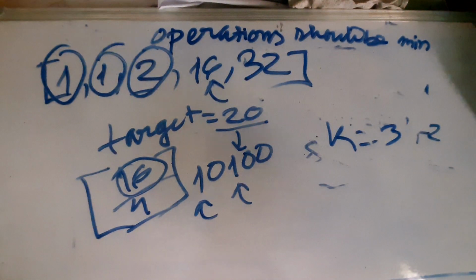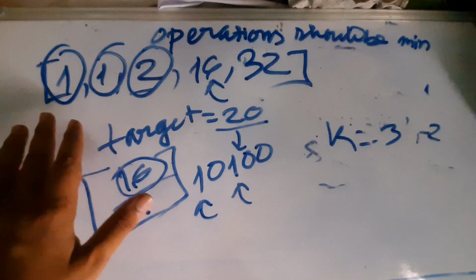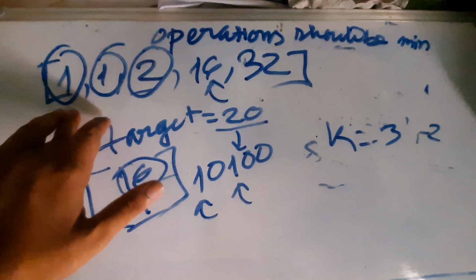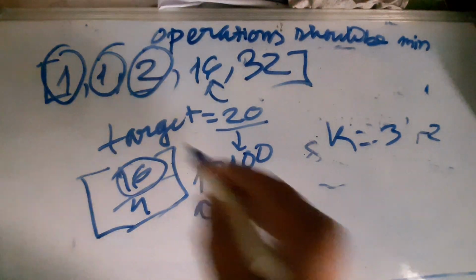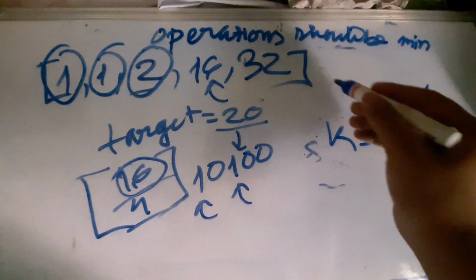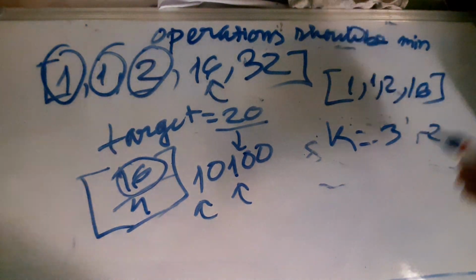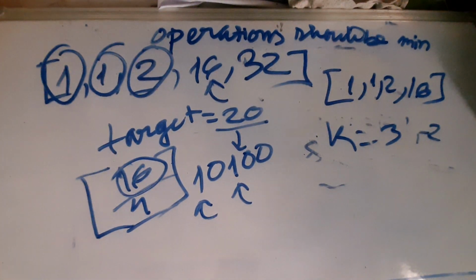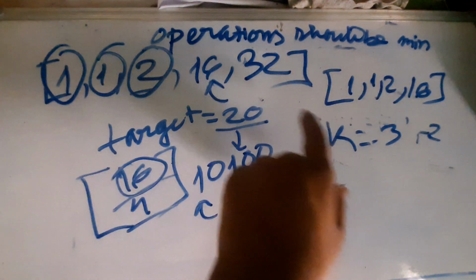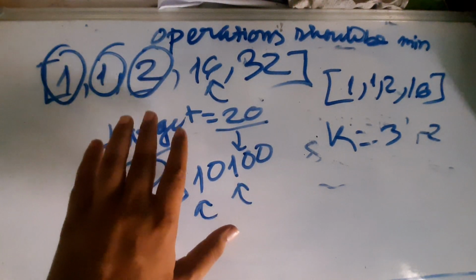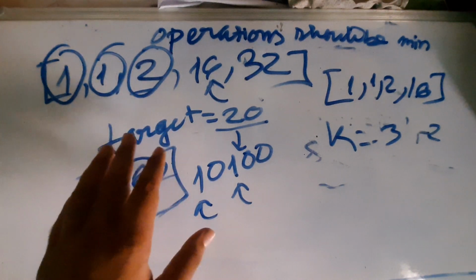So 32 was there, but we need a subsequence that can sum up to the target. So if we take these 4 numbers, these are also a subsequence. So 1, 1, 2 and 16 can be added to create the target, that is 20. Okay, so for doing that we are not making any operation. This was the initial array and this is as it is.